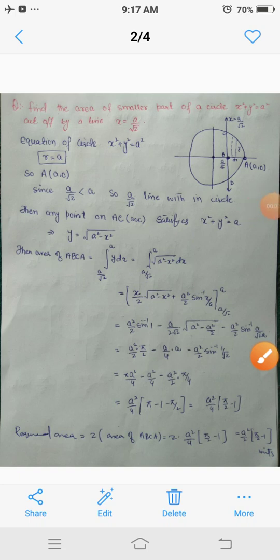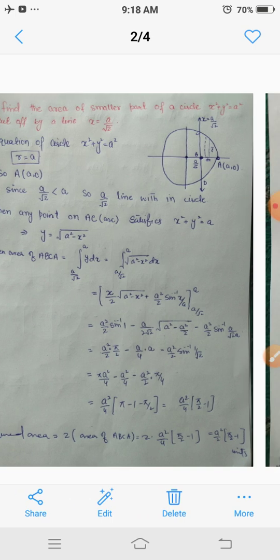Dear students, today we are going to discuss a few more questions of this exercise 8.1. Now the question number 7 of this is: find the area of the smaller part of the circle x square plus y square equals a square cut off by the line x equals a by root 2. So this means that here the line is a vertical line, perpendicular to the x axis.